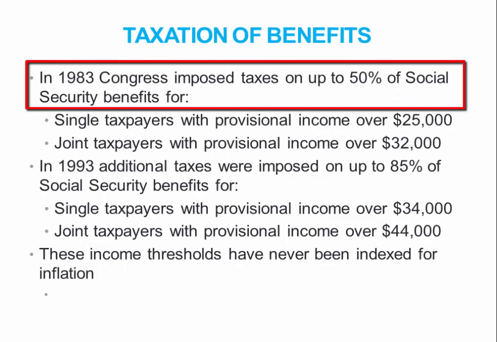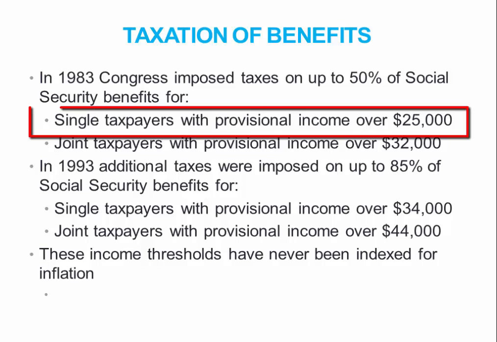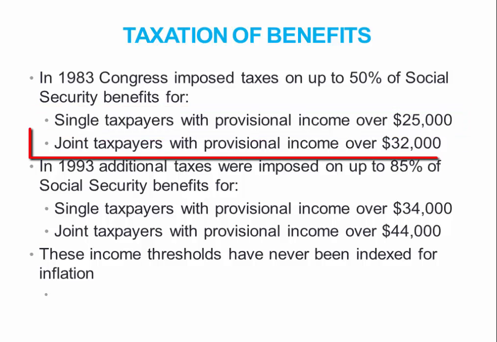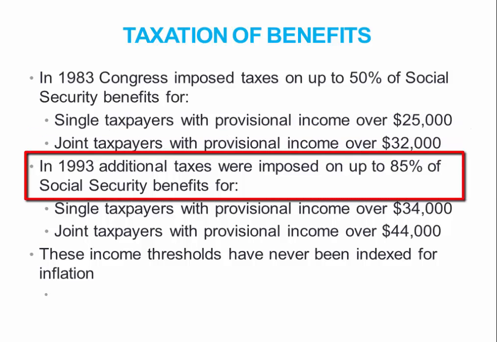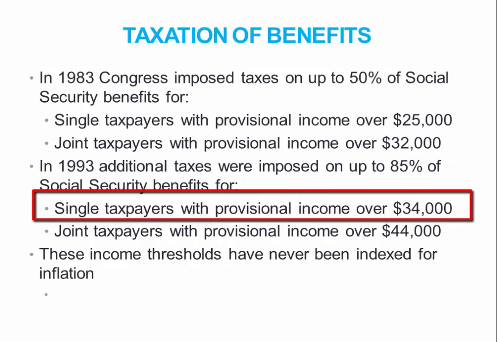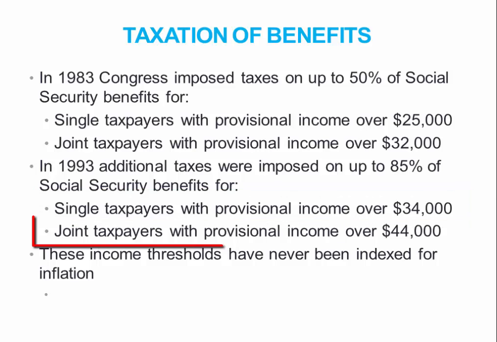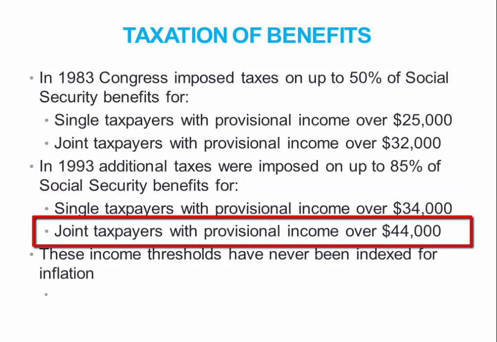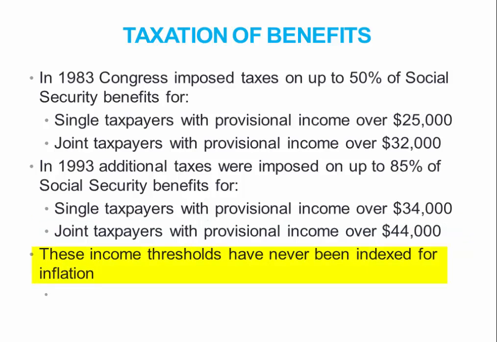Congress imposed taxes on up to 50% of Social Security benefits in 1983 if provisional income was over $25,000 as a single taxpayer or $32,000 for joint taxpayers. In 1993, additional taxes were imposed for up to 85% of Social Security benefits if provisional income was over $34,000 as a single taxpayer or $44,000 for a joint taxpayer. To this date, these income thresholds have never been adjusted for inflation.